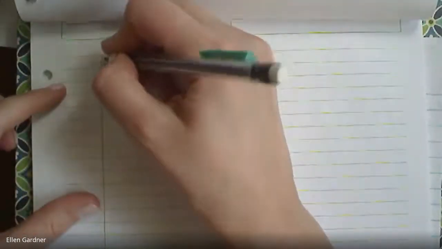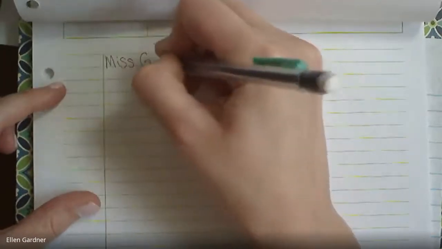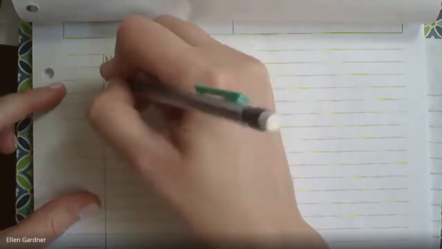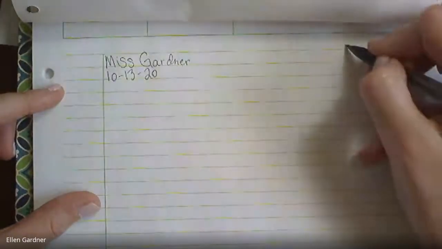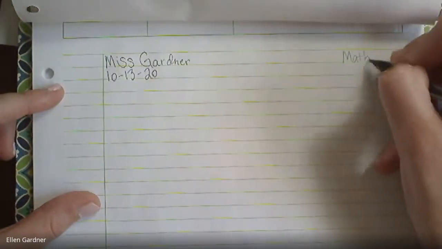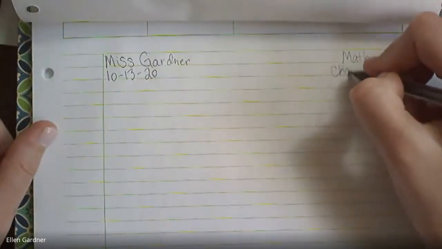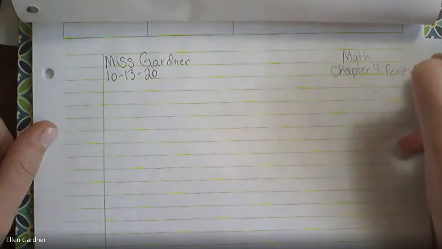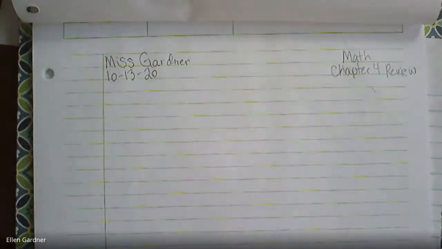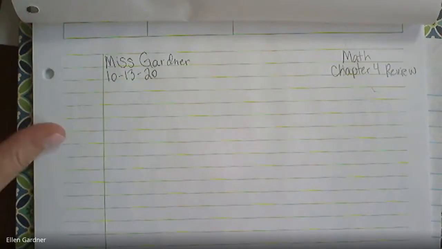On your paper, we will do a heading just like usual. This is 10/13 when you are watching this. And over here, math. We'll write this as just a Chapter 4 review.